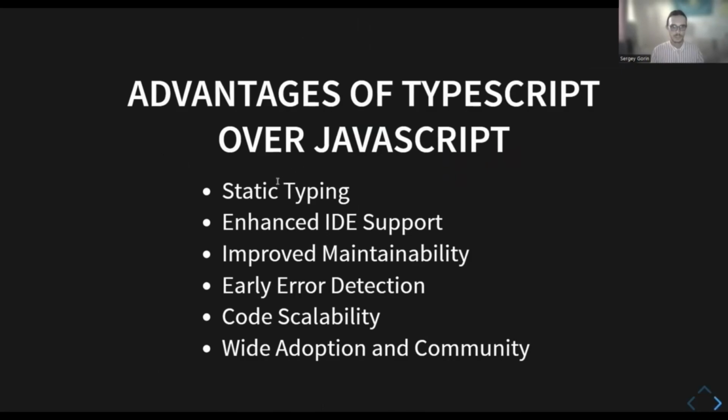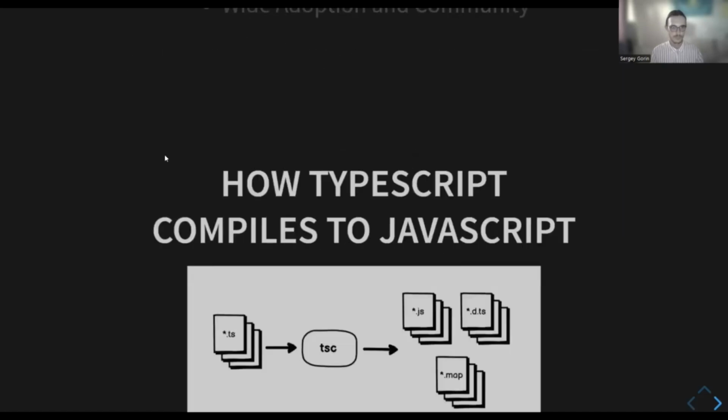Third, improved maintainability. TypeScript's static typing and interfaces enable better code organization and easier maintenance. Fourth, early error detection. Type checking in TypeScript identifies issues early, resulting in more robust applications. And fifth, code scalability. TypeScript encourages code reusability and maintainability, making it suitable for large projects.